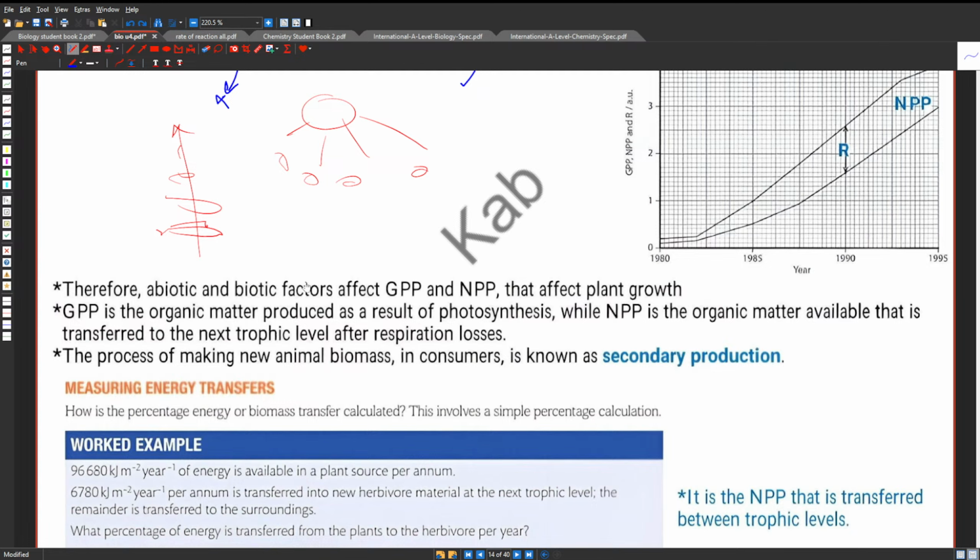Therefore, abiotic and biotic factors, GPP and NPP affect plant growth. Biotic factors that affect these, let's say larger plants growing on top of a plant and thus decreasing the amount of GPP, will affect plant growth inevitably because it affects GPP.